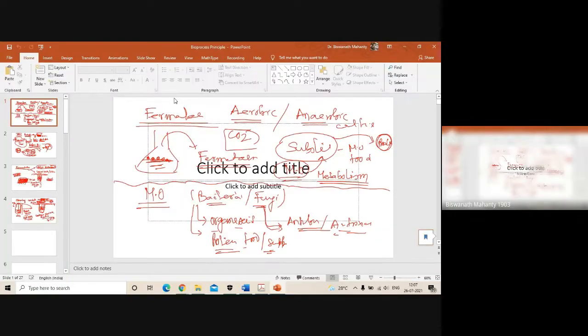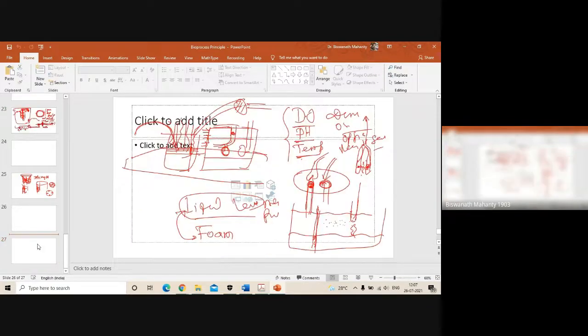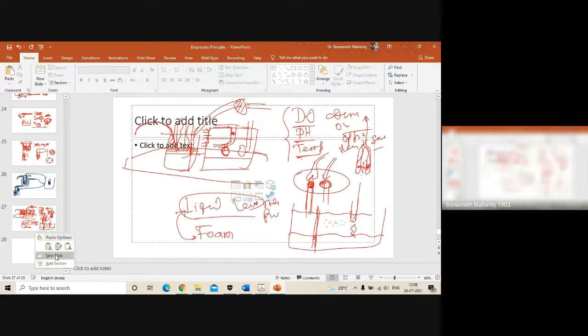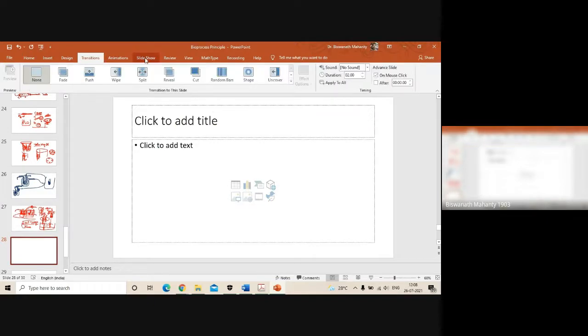Just for a few more minutes. If you don't understand anything, you can stop me so that I can explain. So we are talking about the construction of a bioreactor. Okay. So as I was telling, what are the different kinds of bioreactor we can encounter?